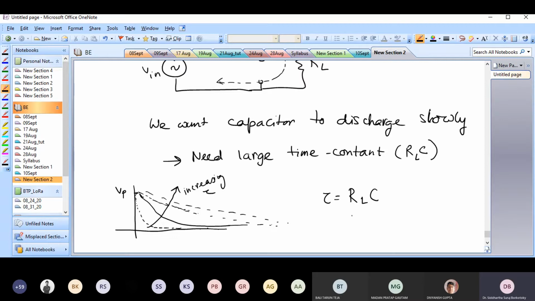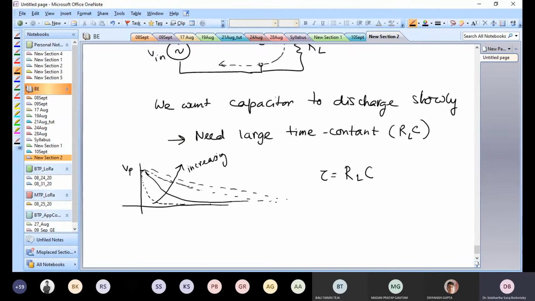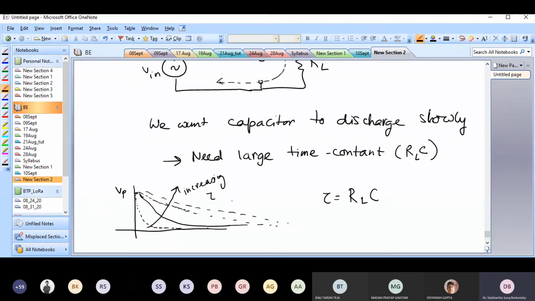How do I make tau large? I have two choices, right? I can make RL very large or I can make C very large. But the thing is, I want an RC circuit that holds on to the charge, or holds on to the Vp voltage, for a long time. But I also want an RC circuit that charges very fast.